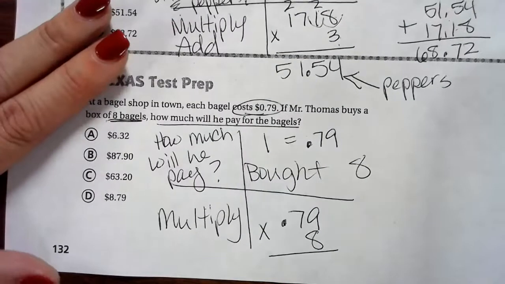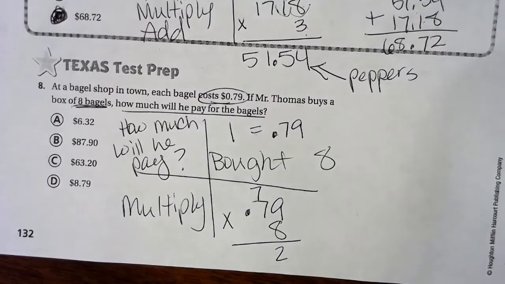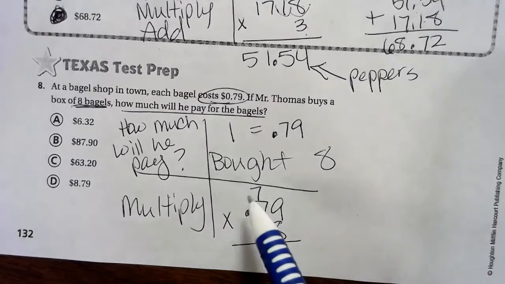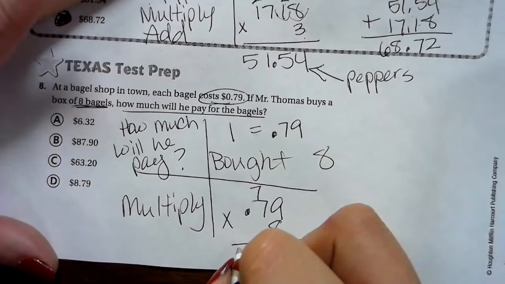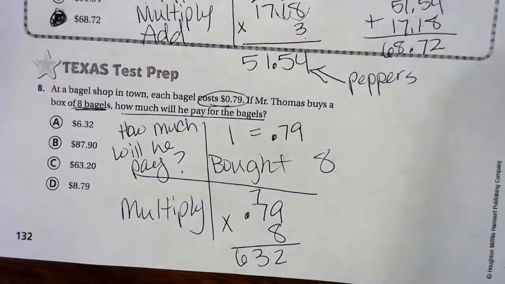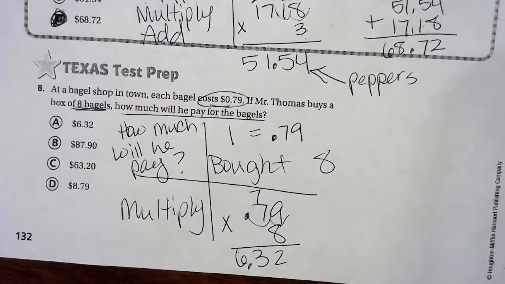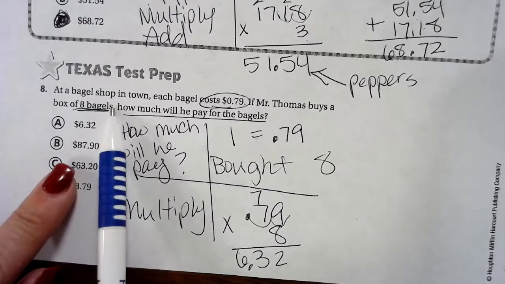Well, 8 times 7 is going to give me 56. What is 8 times 7 going to give me? 56 plus the 7, 56, 57, 58, 59, 60, 61, 62, 63. My decimal does not fall. I count 1, 2. $6.32.